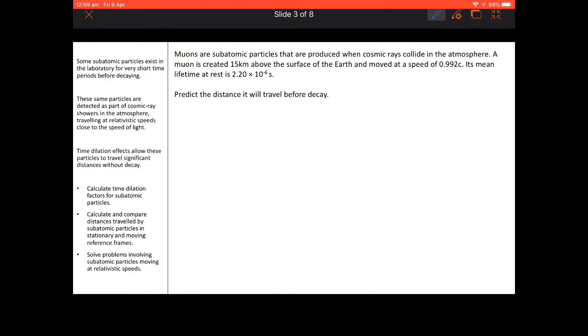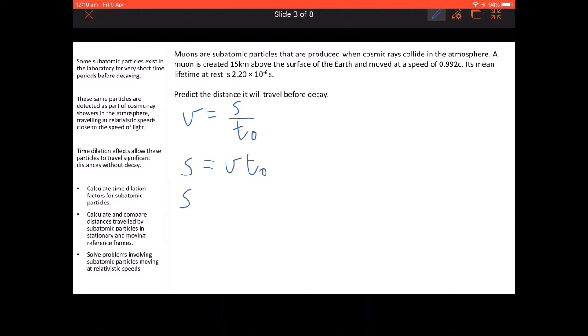So to do this, we can just use our regular velocity equation. Velocity equals distance over time, and this is time in the moving reference frame, so t0. And of course we can just rearrange this, so this will be s equals velocity times time in the moving reference frame.